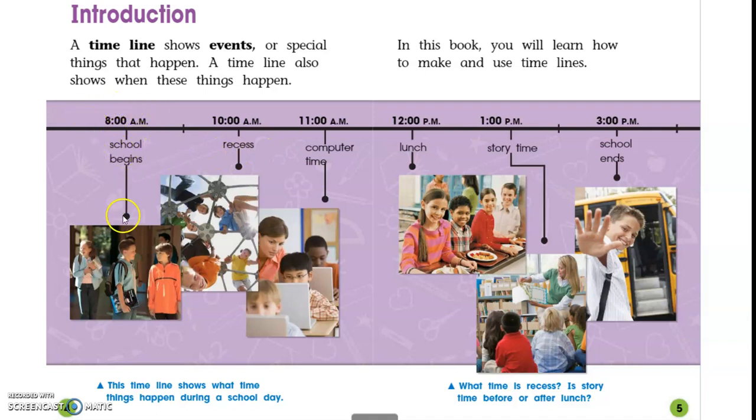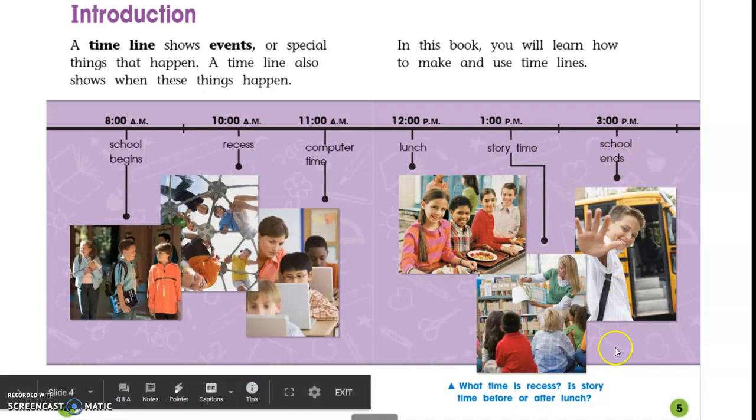8 a.m., school begins. And then there's another hour. That should be 9, I think. And then look, 10. This is going by hours. Then they have recess at 10 o'clock. That's kind of like us. 11 o'clock, they have computer time, the next hour. So see how they're spaced apart? And then 12 o'clock is lunch. 1 o'clock is story time. That's one of my favorites too. 3 o'clock, school ends. Well, that's a lot like our timeline.